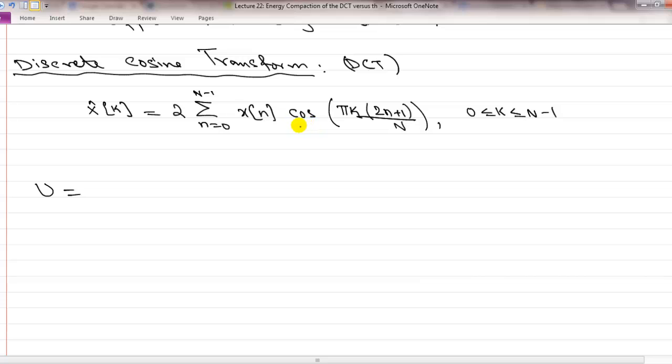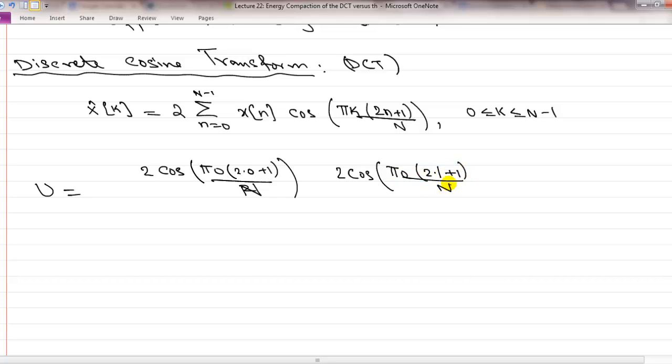that is simply given by, you just look at the entries in here and you construct those rows. So the first row of this will be 2 cosine of pi 0 times 2 times 0 plus 1 over 2 N, 2 cosine of pi 0 times 2 times 1 plus 1 over 2 N, and so forth. 2 cosine of pi times 0 times 2 times N minus 1 plus 1 over 2 capital N. So this is the first row of your DFT, of your DCT matrix. And similarly, you can construct the other rows.